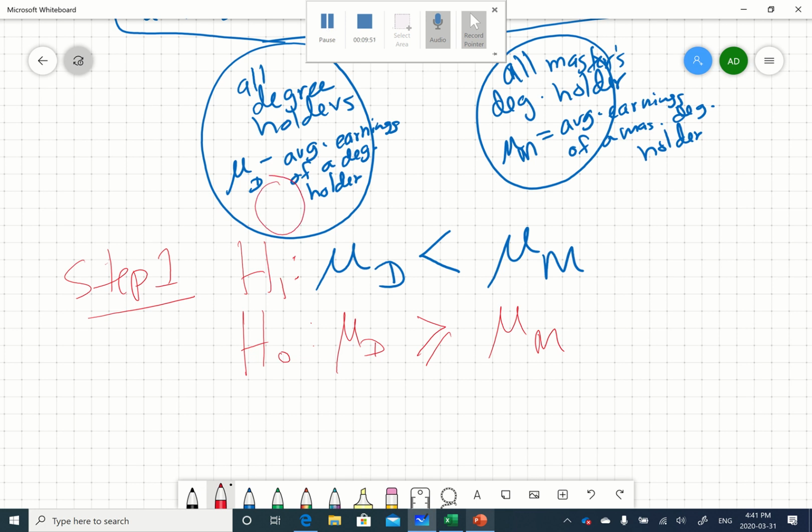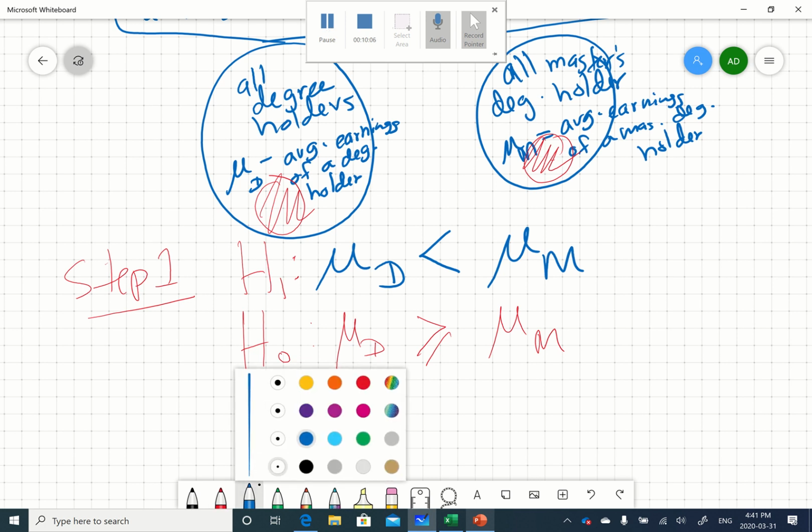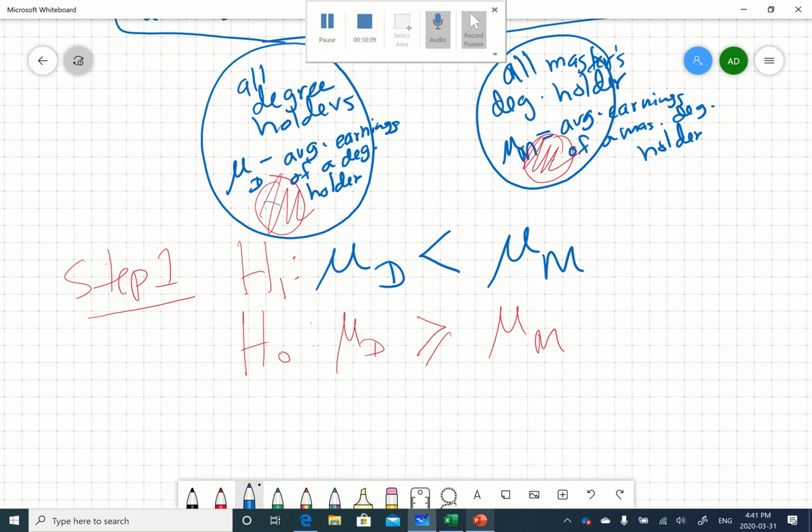So one sample out of the population of all degree holders, the other sample should be from the population of all master's degree holders. So you will have the same amount of information. You will have a sample mean for degree holders, sample size for degree holders, standard deviation for degree holders, and then you will have a sample mean for master's degree holders, standard deviation for master's degree holders, and then the sample size for master's degree holders. So you will have two summaries, right?